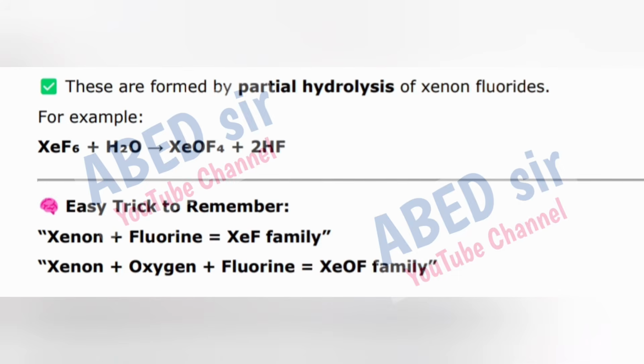These are formed by partial hydrolysis of xenon fluorides. For example, XeF6 plus H2O gives XeOF4 plus 2HF. Easy trick to remember: xenon plus fluorine is equal to XeF family. Xenon plus oxygen plus fluorine is equal to XeOF family.